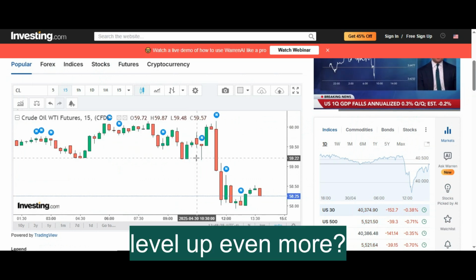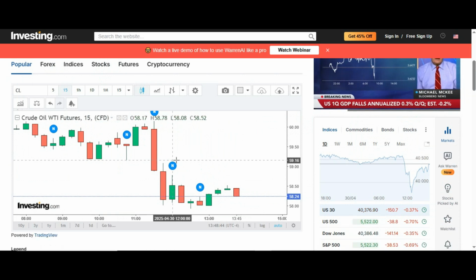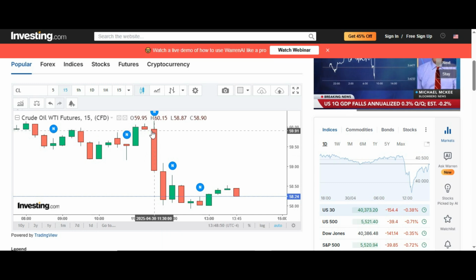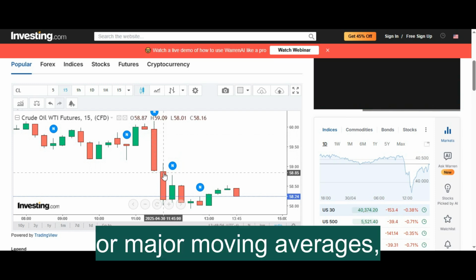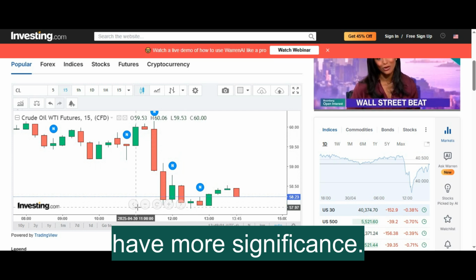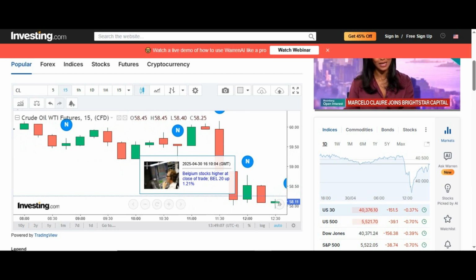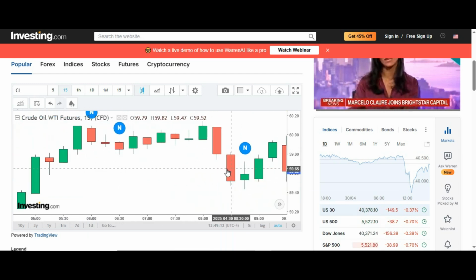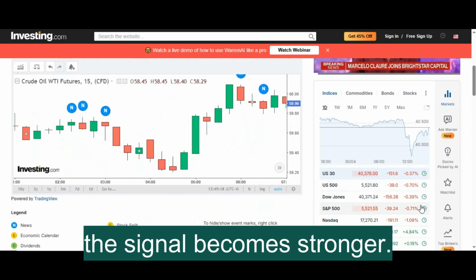Want to level up even more? Here are pro tips most beginner traders don't know. 1. Prioritize crossovers near key levels. Crossovers happening near support, resistance, Fibonacci levels, or major moving averages, like the 200 EMA, have more significance. 2. Look for multi-asset confirmation. When you see RVI confirming momentum across related assets, e.g., S&P 500 and Dow Jones moving together, the signal becomes stronger.